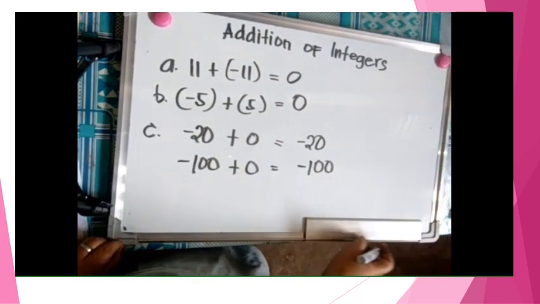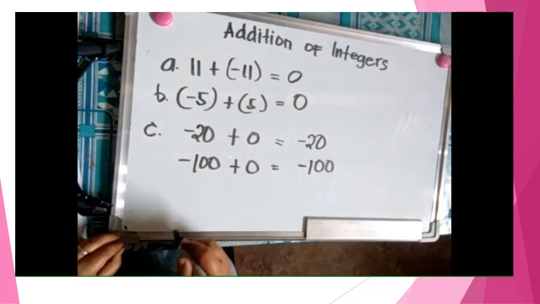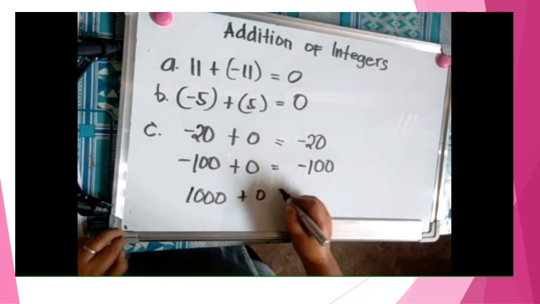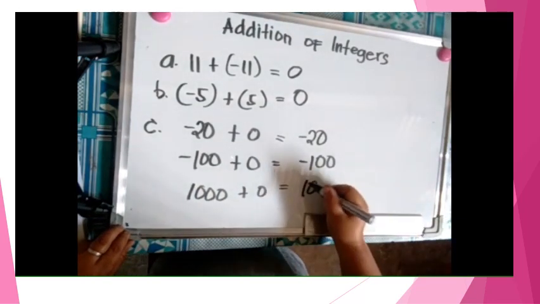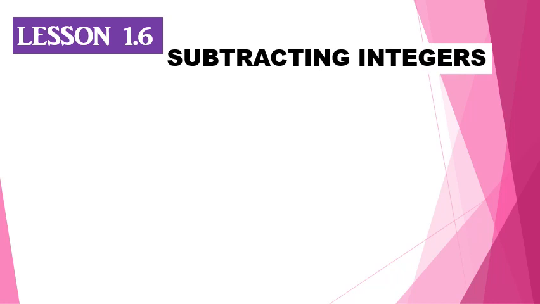Nasabtan ang addition property of 0? Very good. Okay, another example. 1,000 plus 0. It is equal to 1,000. Okay? Okay, so let us proceed to our lesson 1.6. It is all about subtracting integers.